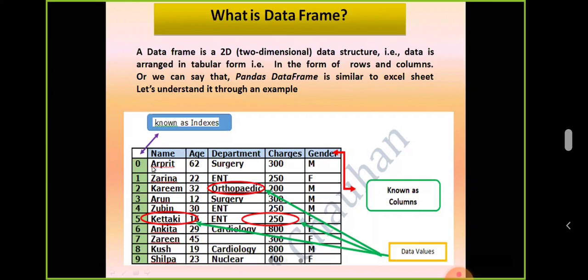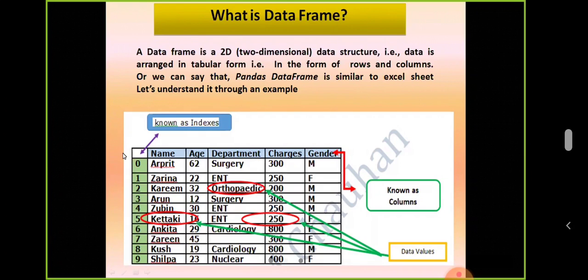And how many records are there? There are 10 records in this table. You can see the first record has index 0, then 1, 2, 3, up to 9. These are the indexes. In a data frame, we have two axes.